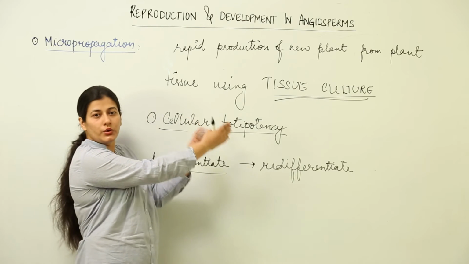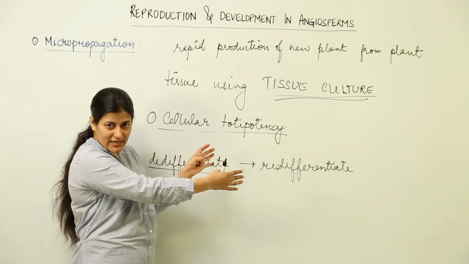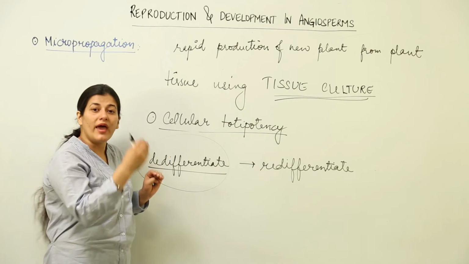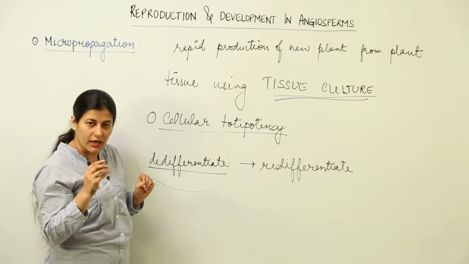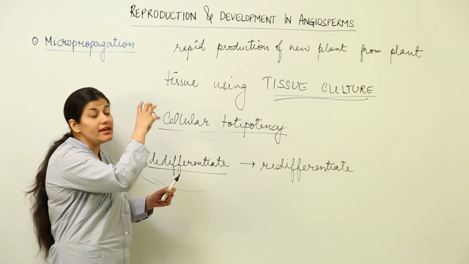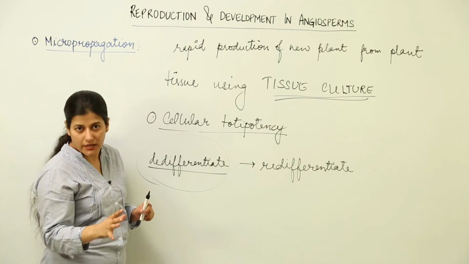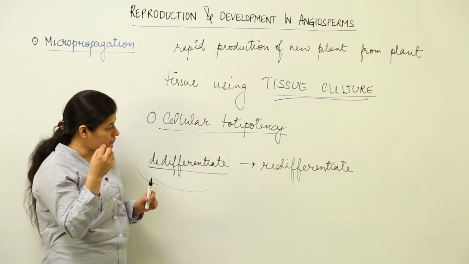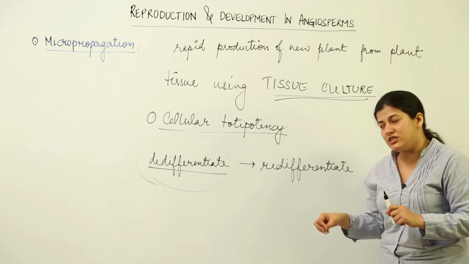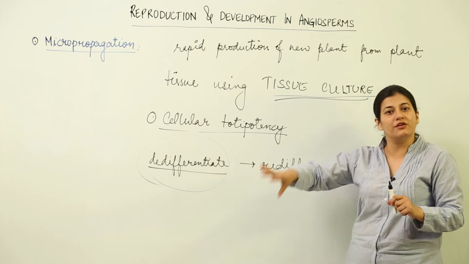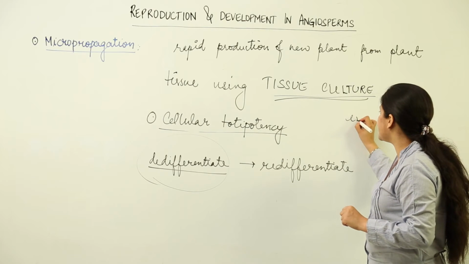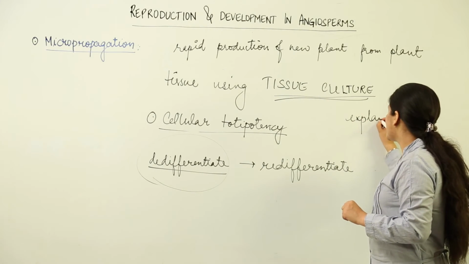So cellular totipotency is the ability of the plant cells, which they show in context of de-differentiation, where the cells of the plant, in brackets any cell, can give rise to an entire plant. Any cell you take, whether you take the cells of leaves, roots or the shoot, you put it in the culture medium, you make them de-differentiate, and they can give rise to an entirely new plant, and that plant is known as explant. One term you have to remember.